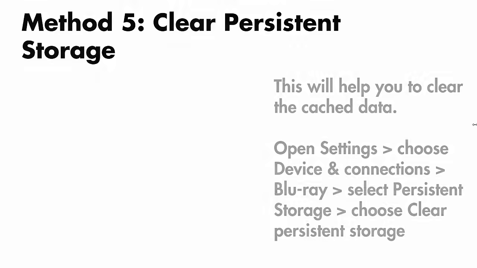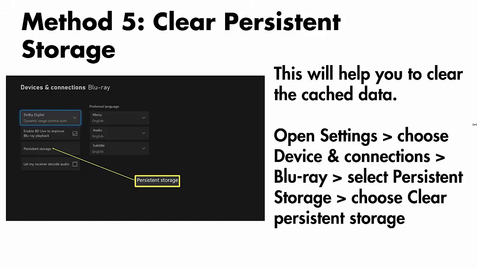Next method is to clear persistent storage. This will help you to clear the cached data. For that, open settings, choose device and connections, click on Blu-ray, select persistent storage, and then select clear persistent storage.